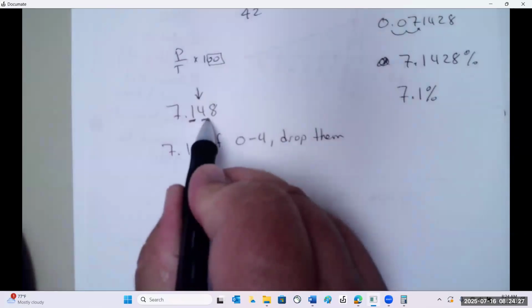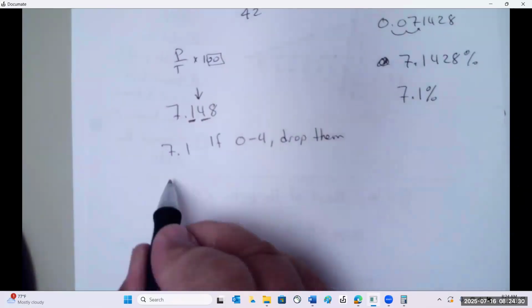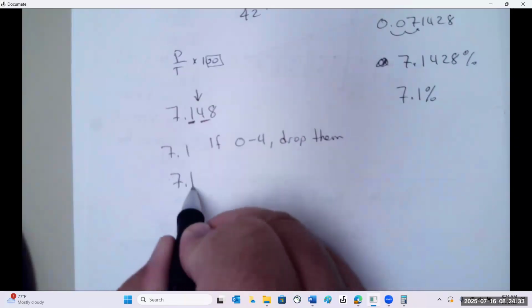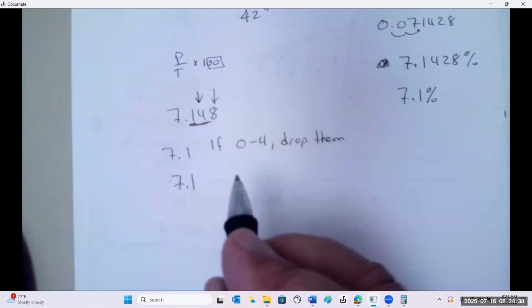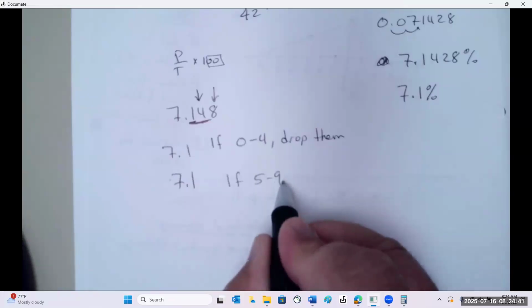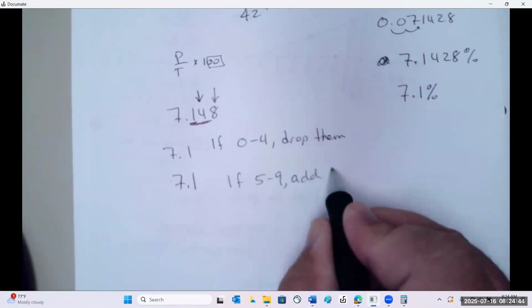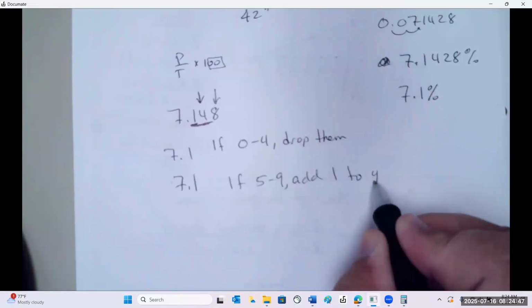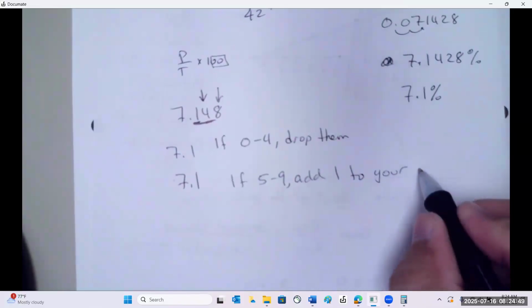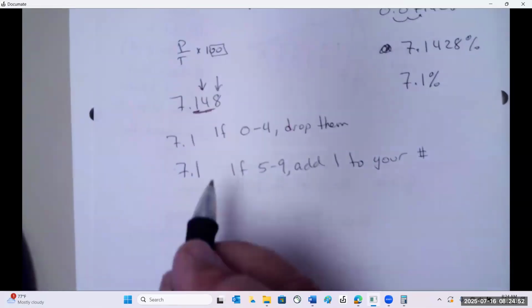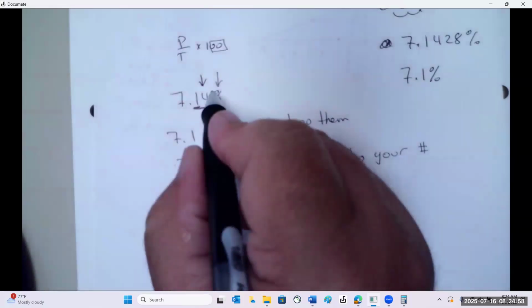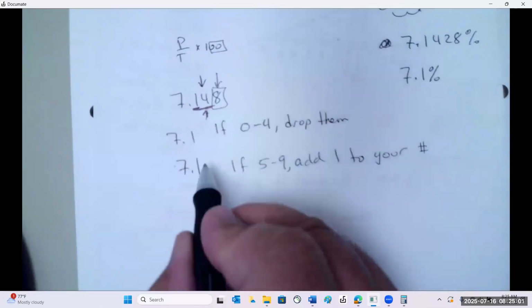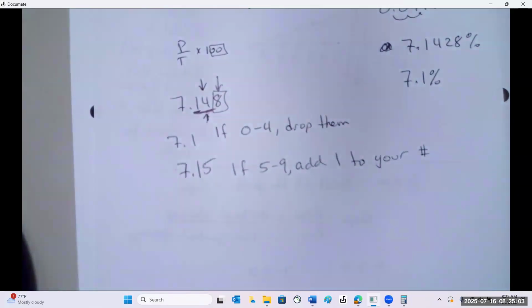Let's say I want to round it to 2 decimal places. Since I'm rounding to 2 decimal places, I look at the next number, the third number. If it's between 5 and 9, then add 1 to your number. In other words, the number I'm looking at is this one. It's between 5 and 9, so I round that one up. Those are the rounding rules.